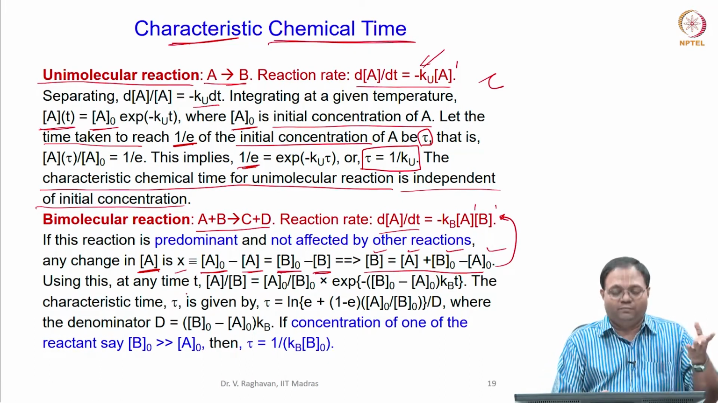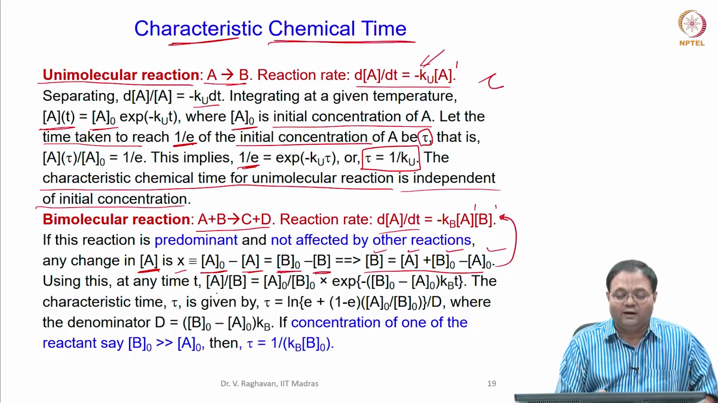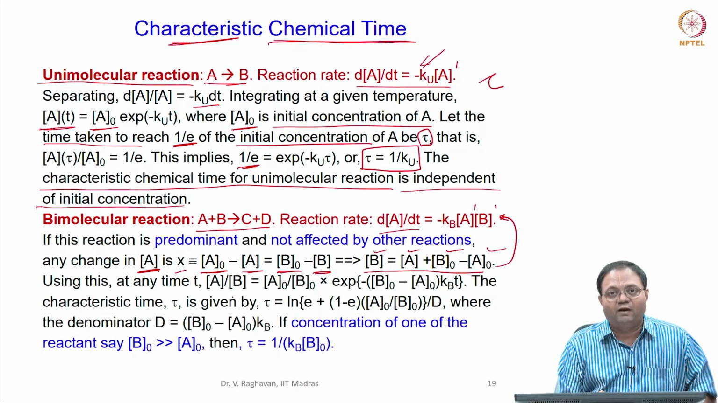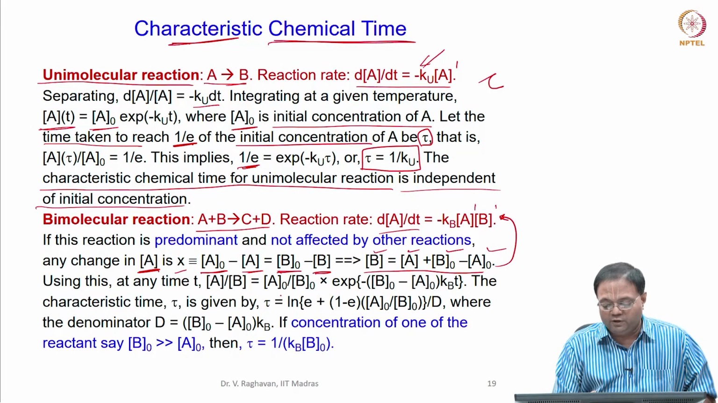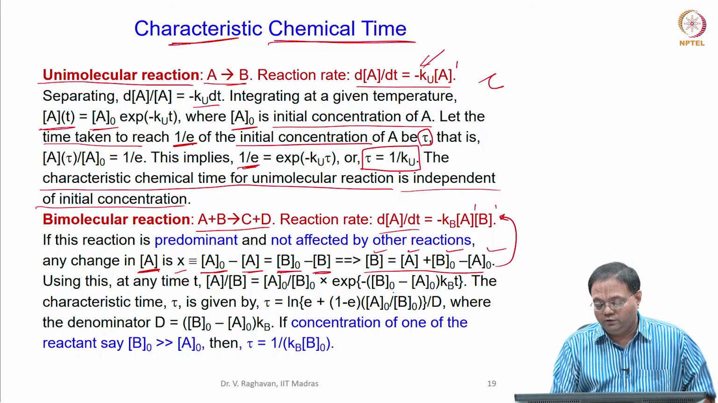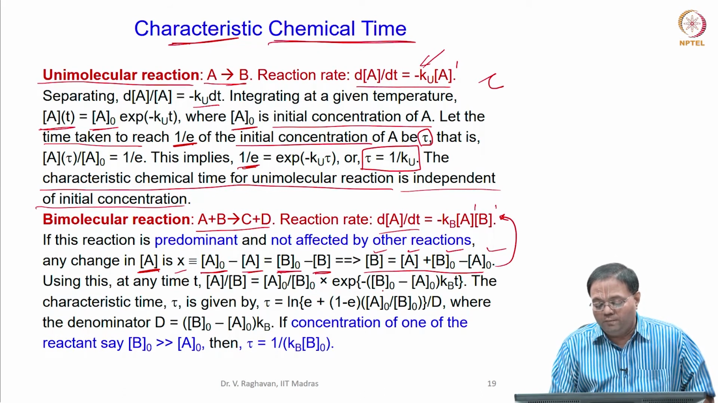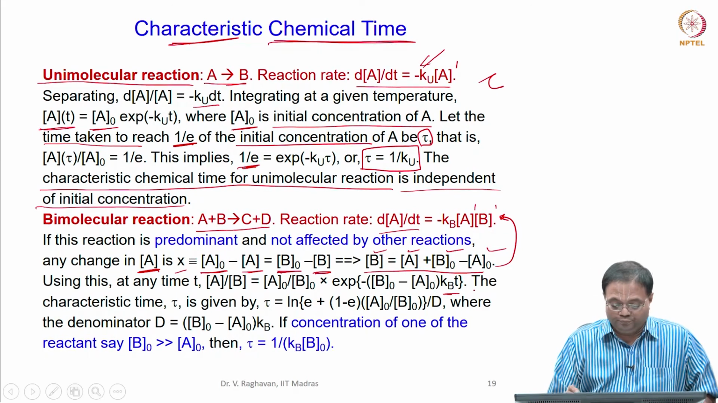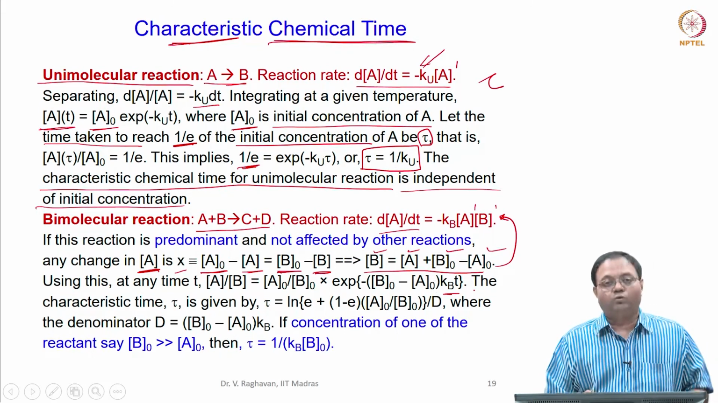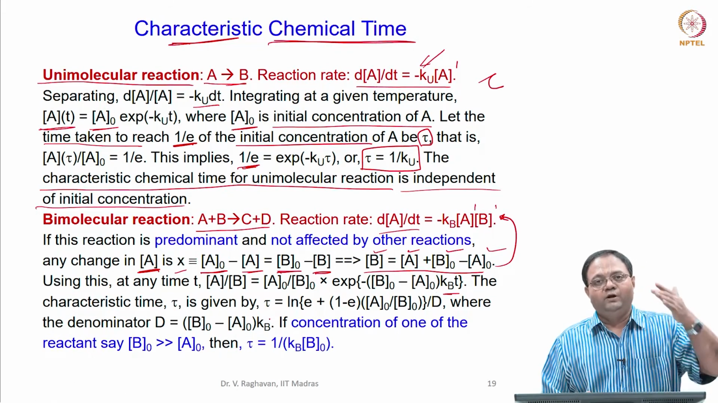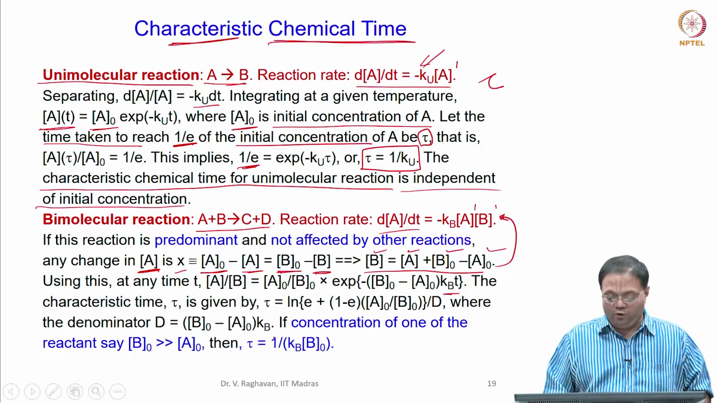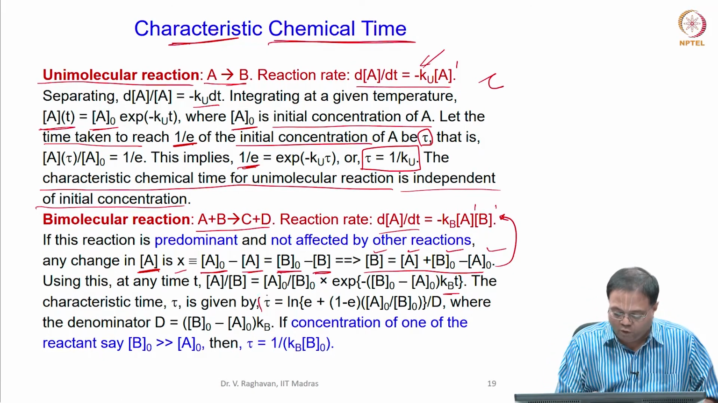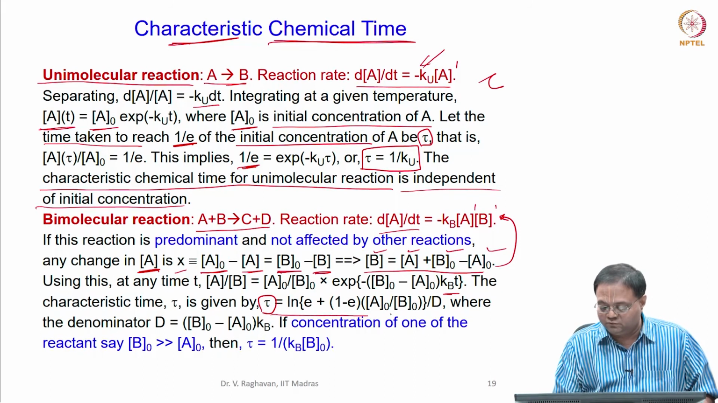At any time t, you substitute this and you can write that the concentration of A divided by the concentration of B will be equal to the initial concentration of A divided by the initial concentration of B times exponent of minus (B naught minus A naught) times the bimolecular rate coefficient Kb into t. Now again, the time required to reduce the concentration of A from the initial to 1 by E of the initial value, if you take that as tau, then tau is evaluated like this.